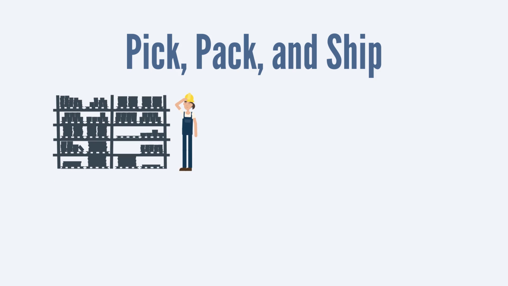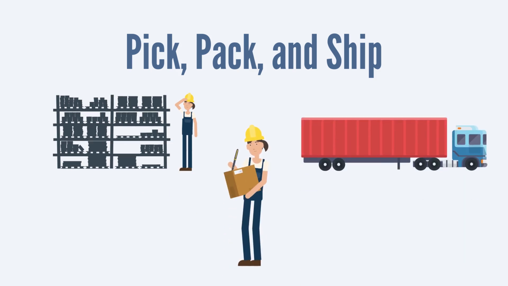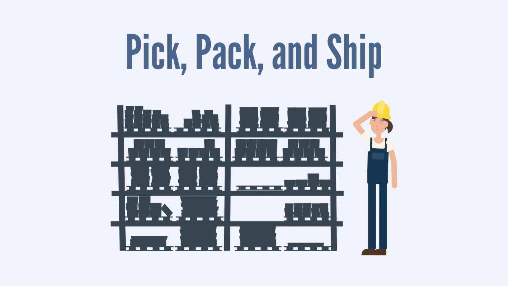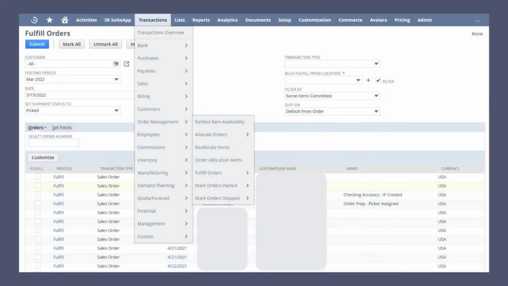Next, pick, pack, and ship. Essentially, this feature describes the process of locating and collecting the item you're selling, pick, preparing it for shipping, pack, and finally sending it out to the customer, ship. When you're ready to use this feature, you would start by picking the items. To do this, navigate to Transactions, Order Management, Fulfill Orders.